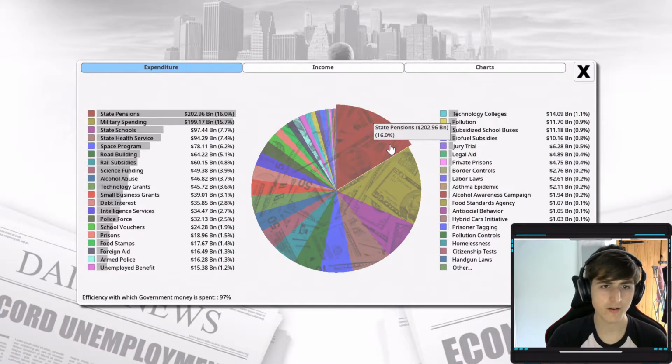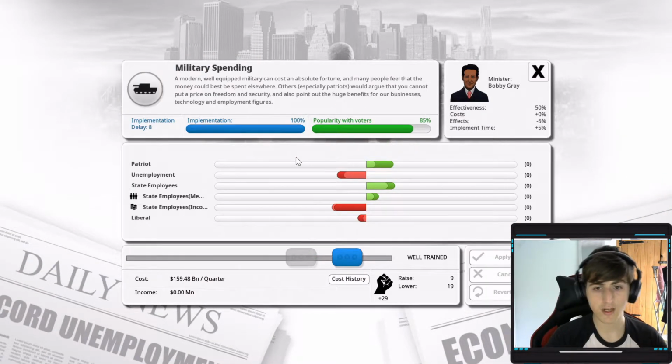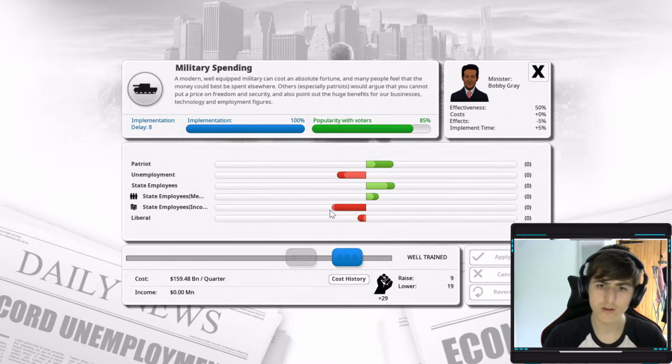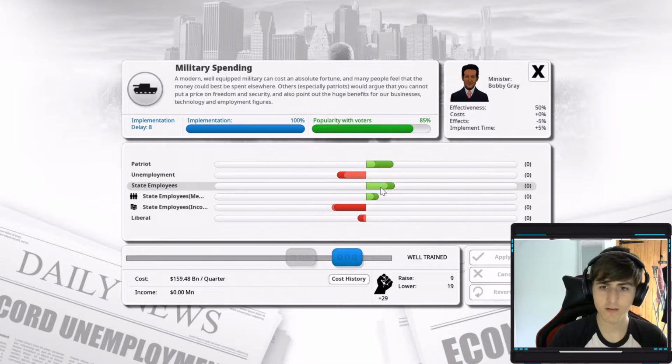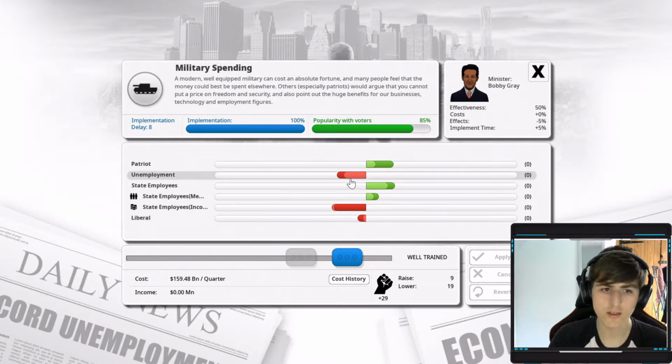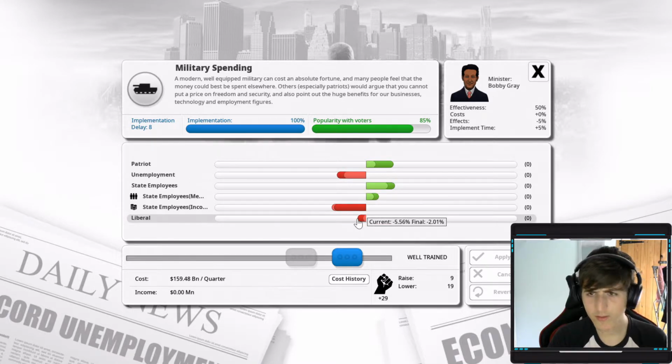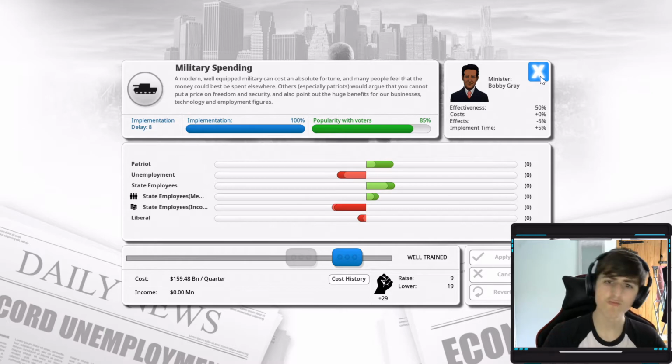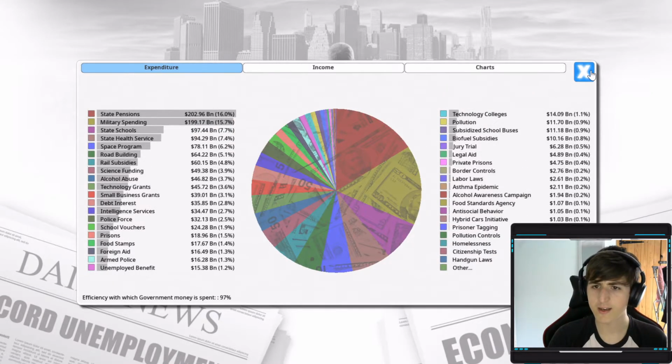So the military spending has actually gone below state pensions now, and it does take a little bit of time to cross over. So slowly but surely, the Patriots will be less happy with me. Same with state employees, but their membership will reduce a little bit. Employment may rise. Oh yeah, employment will rise because unemployment is dropping. The Liberals will be a little bit less angry with me, which is good, but it was more for the money that I cared about than anything else.